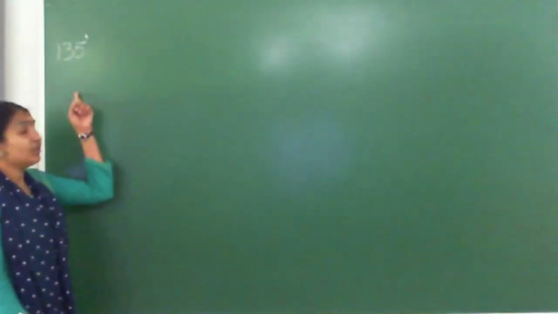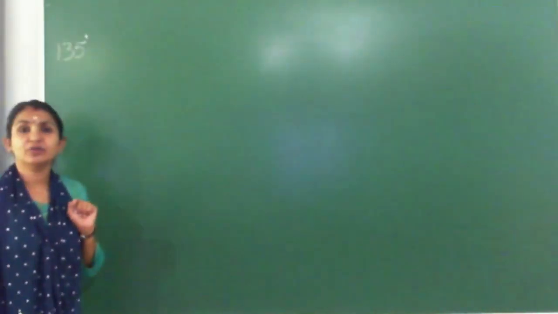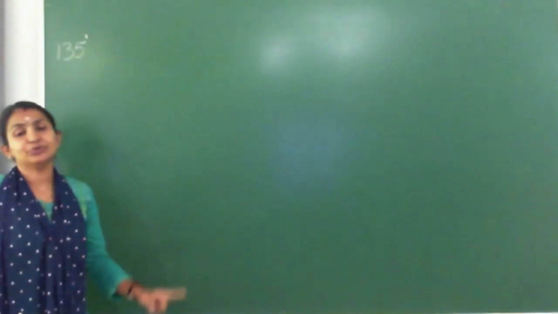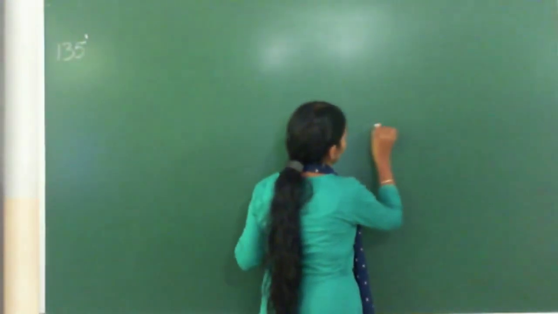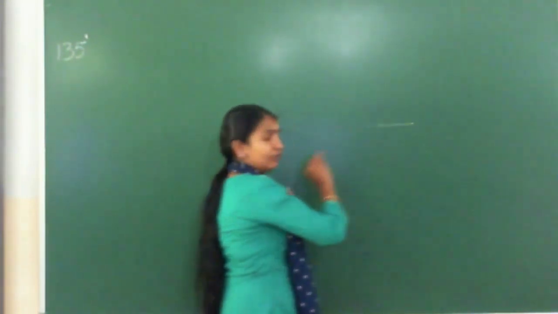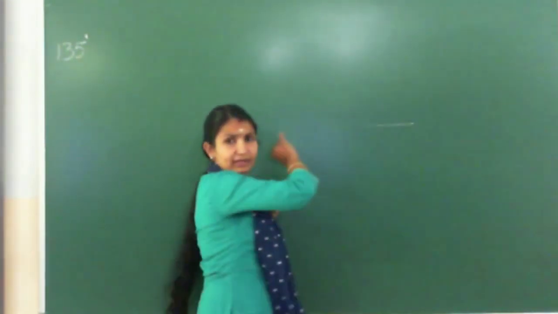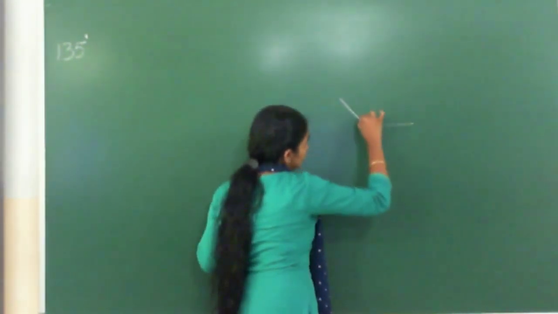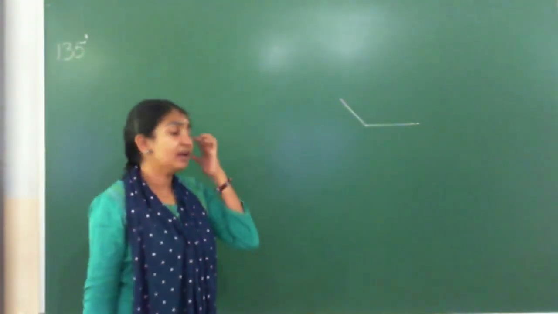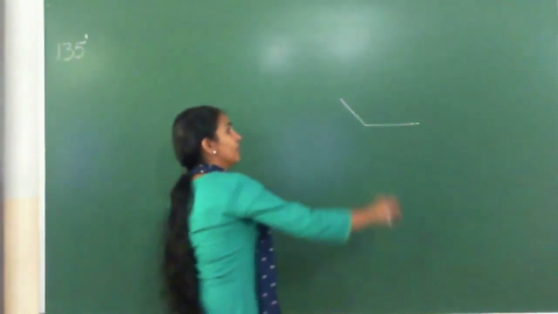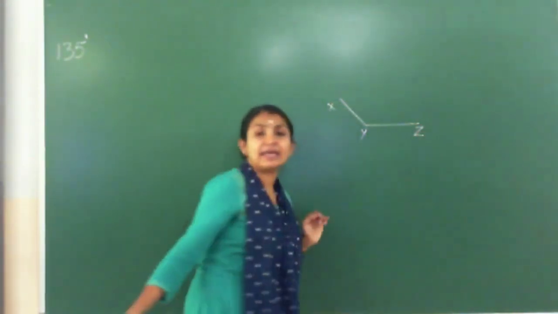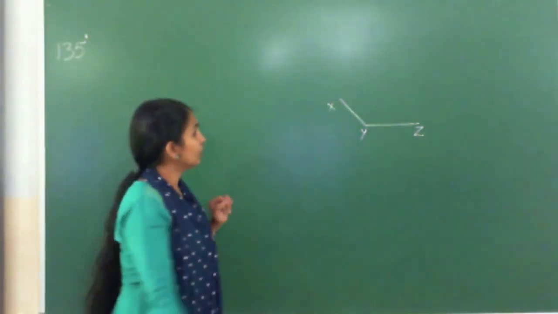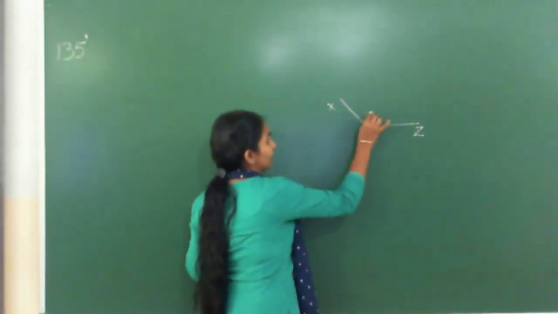Good morning. When we are drawing 135 degree, first we told that we should draw a rough figure. When we are drawing the rough figure, definitely it will be more than 90, right? So it is somewhat like this. So we can name it. It's up to you, you can name it. I am just marking it as X, Y, Z. Now think it is 135 degree.